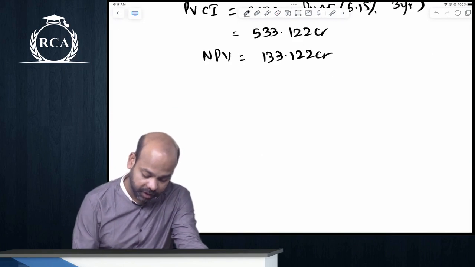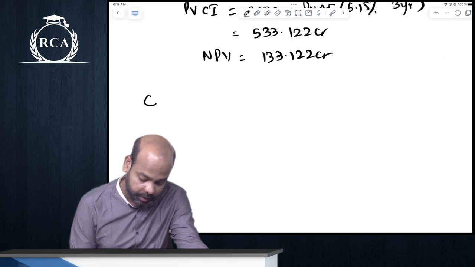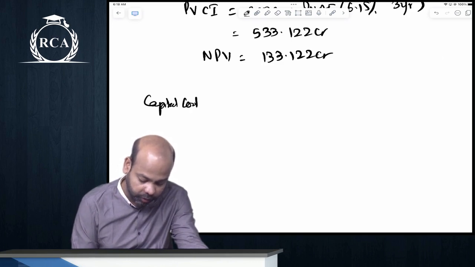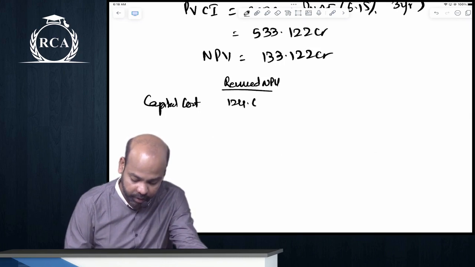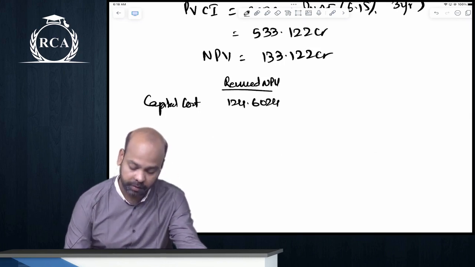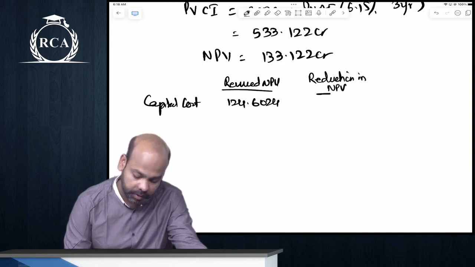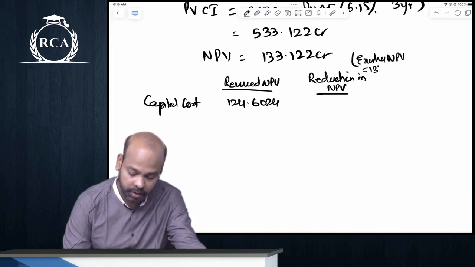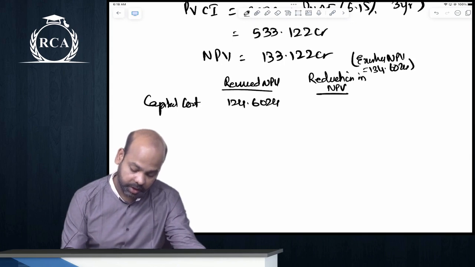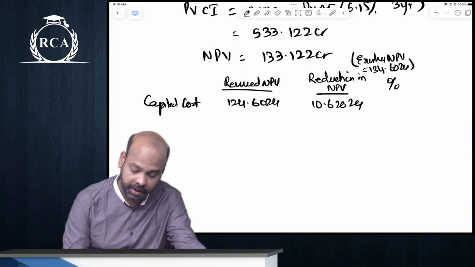What was your first variable? The first variable was capital cost. What was the revised NPV, guys? 124.6024. What is the reduction in NPV? What was your existing NPV? The existing NPV was 134.6024. So what is the reduction here? 10.